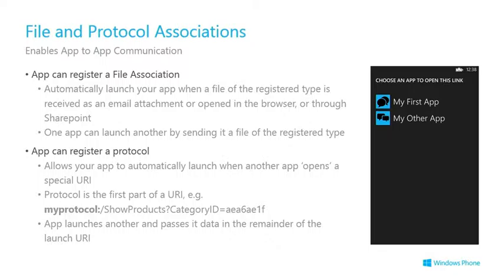So one application can launch a protocol, and the protocol is the first bit of a URI. HTTP, of course, is a protocol. But you can actually create your own custom one, My Protocol, which is, again, your app registers for it and will launch that application.